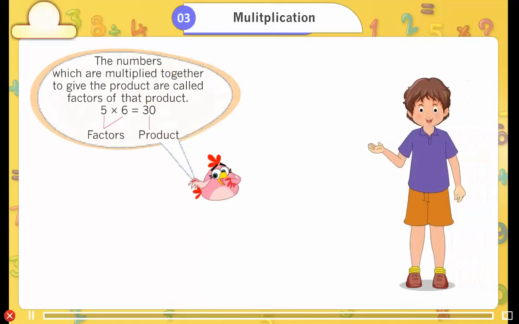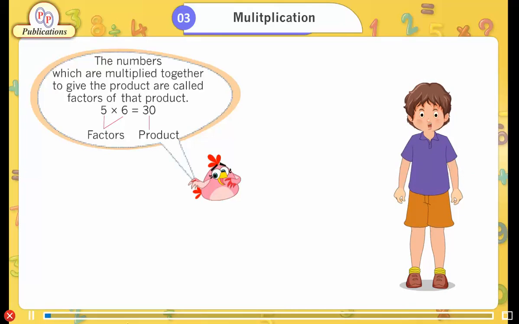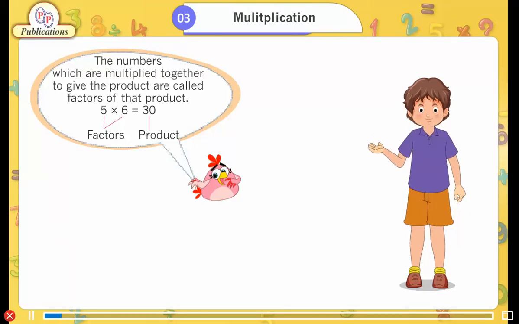The numbers which are multiplied together to give the product are called factors of that product. 5 × 6 = 30. 5 and 6 are factors, 30 is the product.